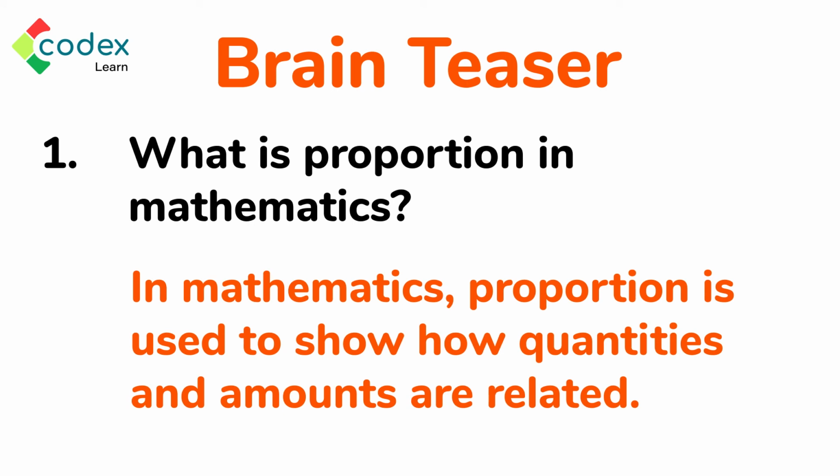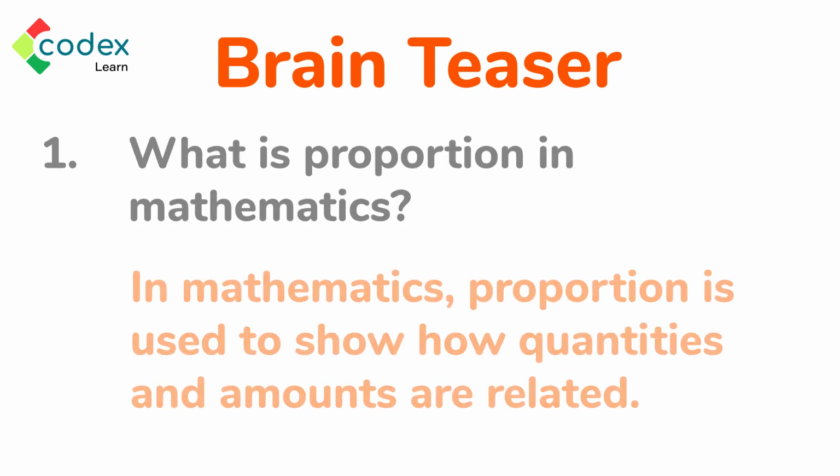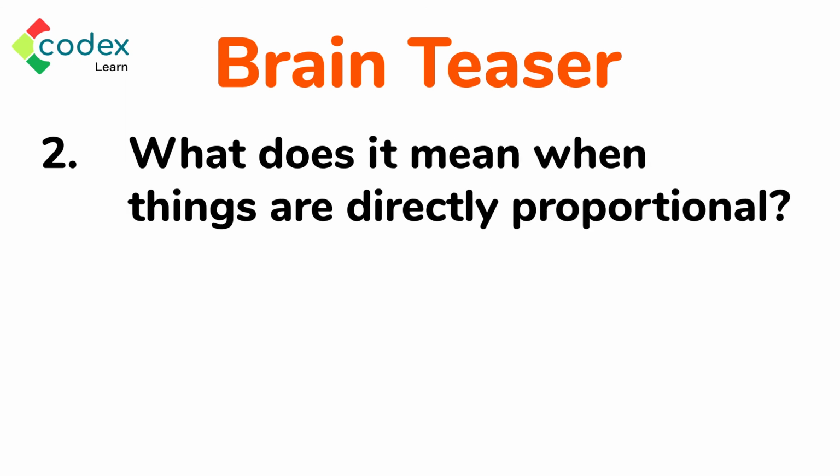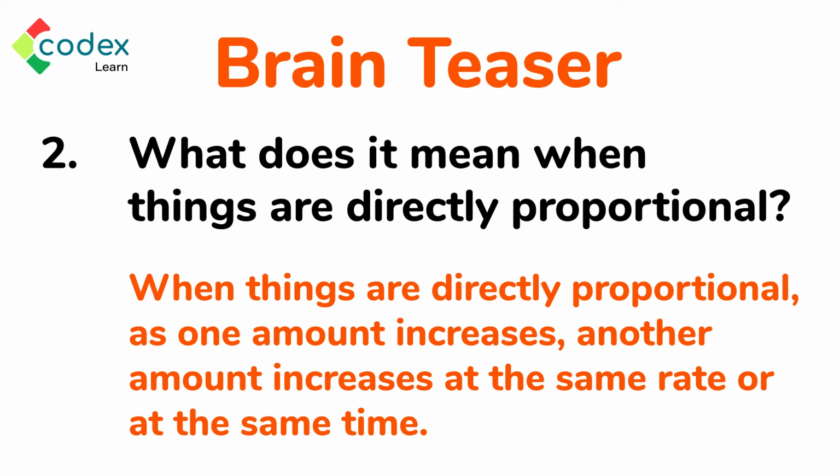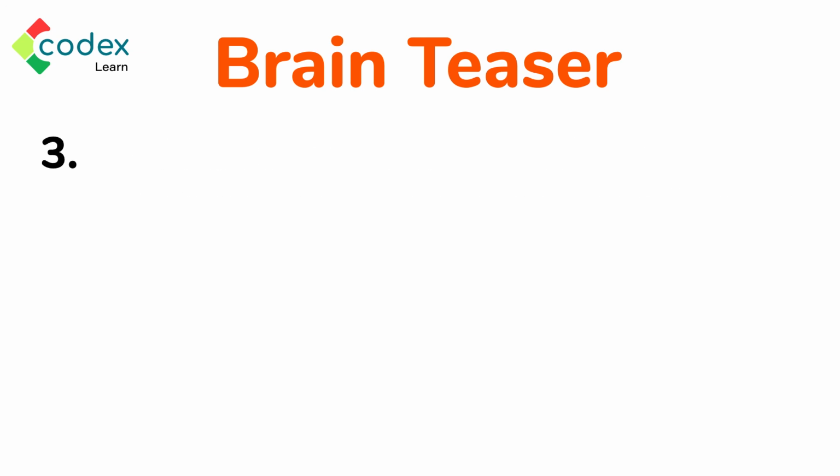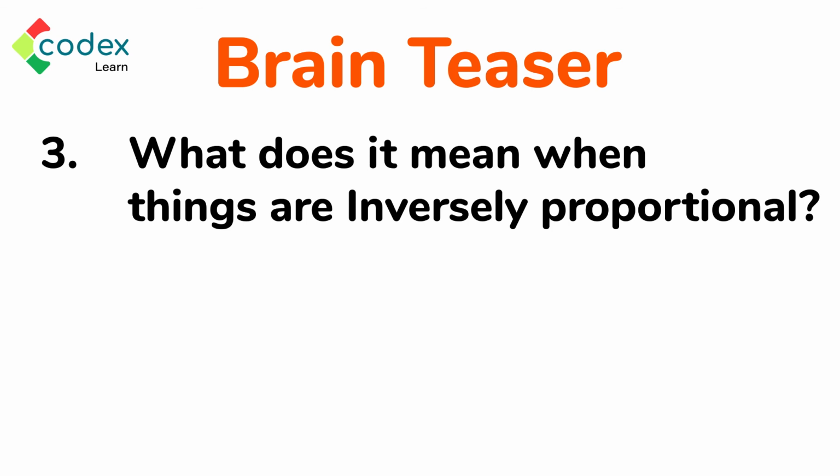That's great. In mathematics, proportion is used to show how quantities and amounts are related. 2. What does it mean when things are directly proportional? That's excellent. When things are directly proportional, as one amount increases, another amount increases at the same rate or at the same time. 3. What does it mean when things are inversely proportional?